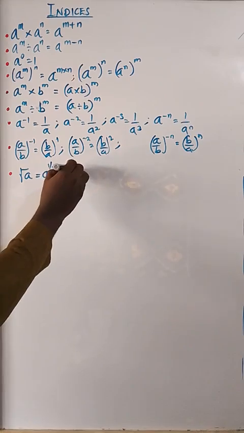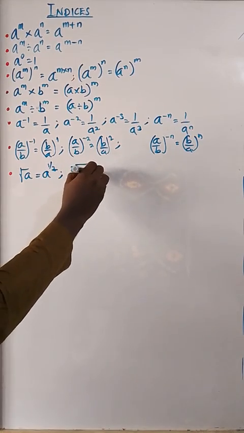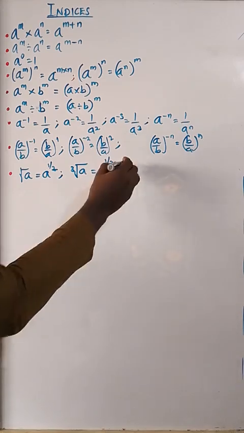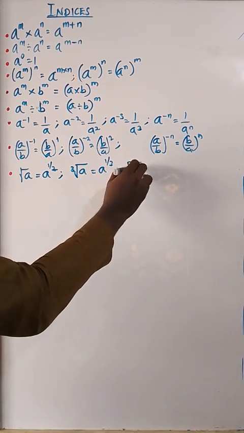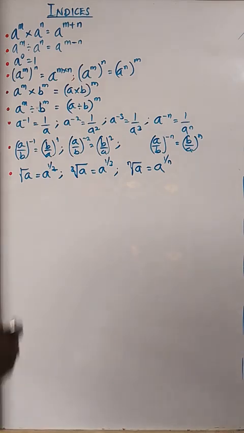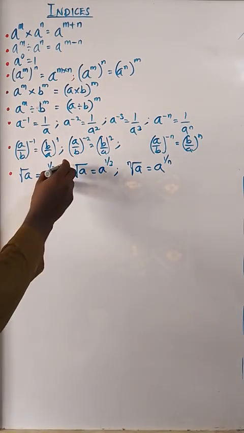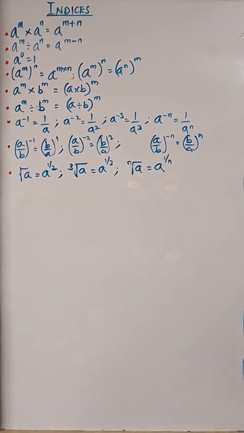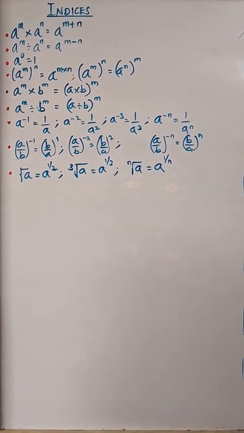The cube root of a is a raised to power 1 over 3. So in general, if I have the nth root of a, the answer is a raised to power 1 over n. For the square root, that 2 is invisible here, but most times it's not written. So that's for radicals. Now let's go back to law 1.